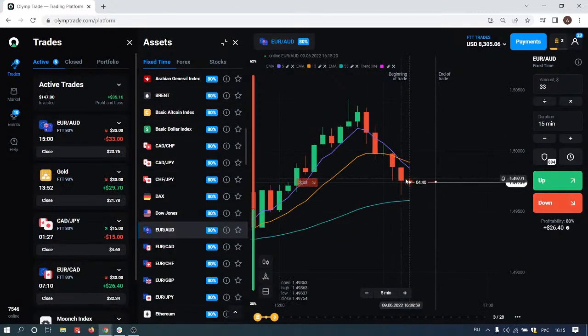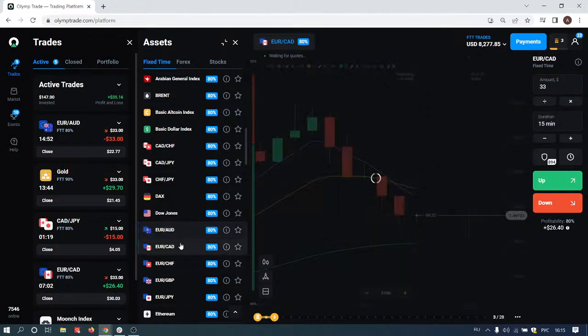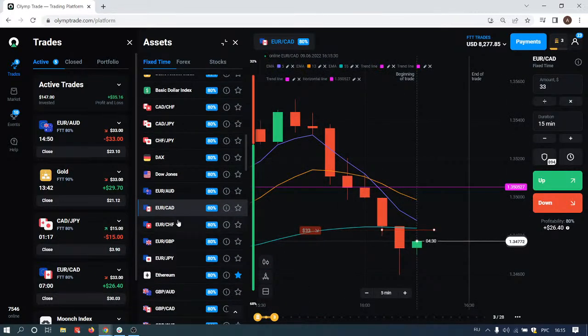All right, let's try this. The euro against the Australian dollar. A trade in the downwards direction. So 15-minute trade, 5-minute time frame. Yes, let's give it a try.